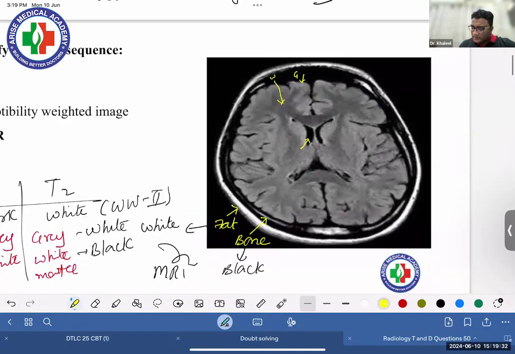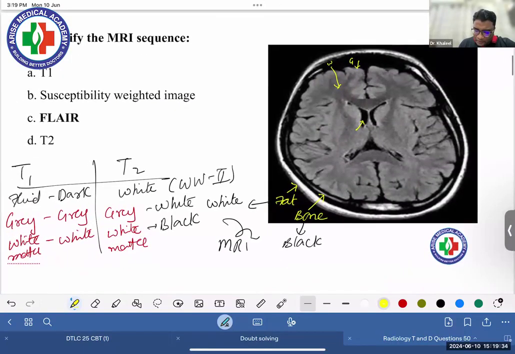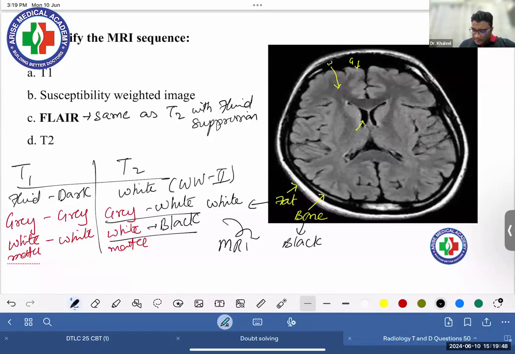This is called FLAIR MRI. Why am I calling it the same as T2? Gray matter is white, white matter is black, same as T2. But the fluid is suppressed. With fluid suppression, the CSF will be dark. Now remember, if you compare T1, T2, look at the white matter and look at the fluid, CSF.